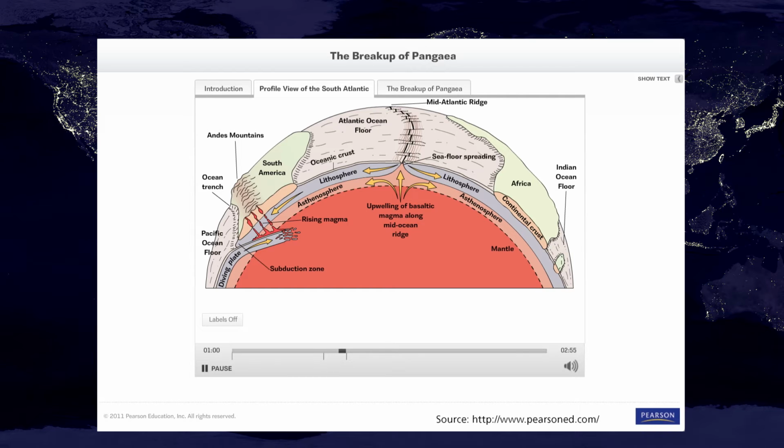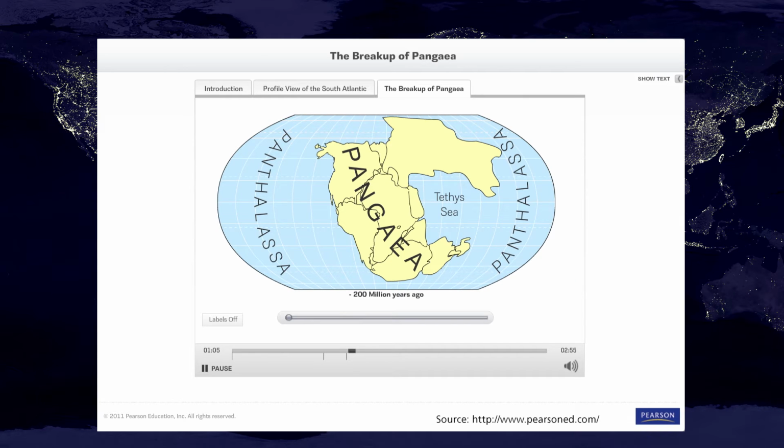About 200 million years ago, all of the present continents were assembled in the supercontinent known as Pangaea. At the same time, the oceans were combined into one huge ocean called Panthalassa, which included a smaller body of water called the Tethys Sea. Shortly after 200 million years ago, Pangaea began rifting apart, and the present-day continents began moving toward their current locations.